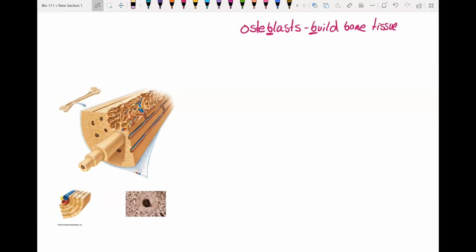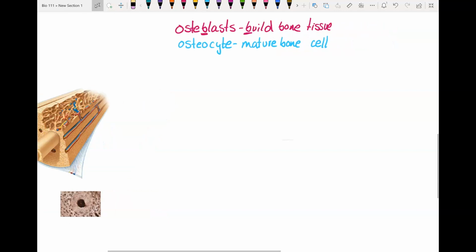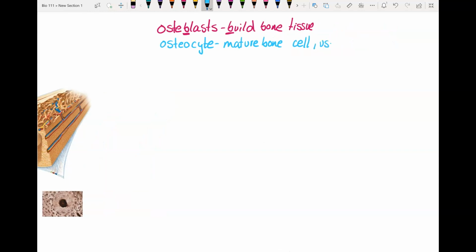Then you have osteocytes. This is a mature bone cell. And every osteocyte used to be an osteoblast. So it's an osteoblast when it's young and it's building tissue, then it matures into an osteocyte. And we're going to be writing the names of these cells a lot, so I'm going to abbreviate them. So OB is for osteoblast.